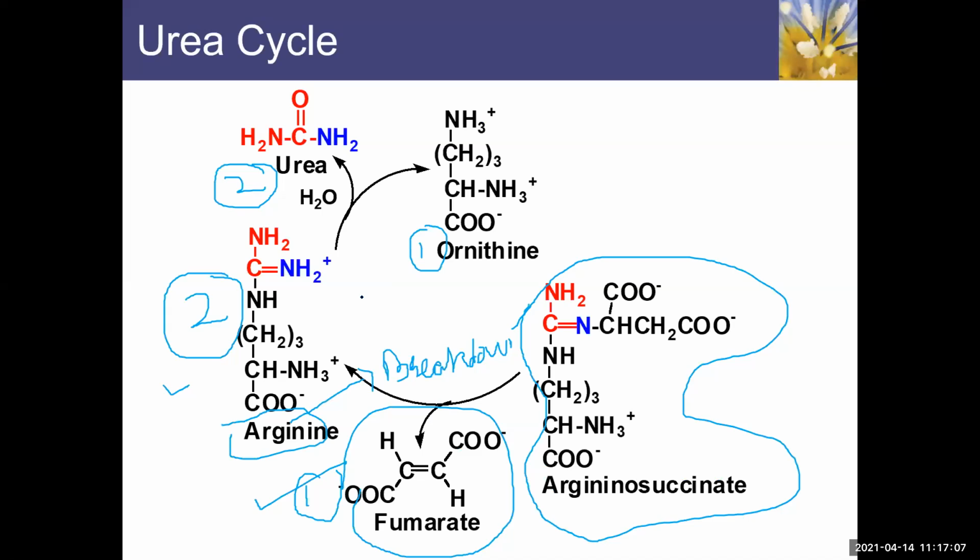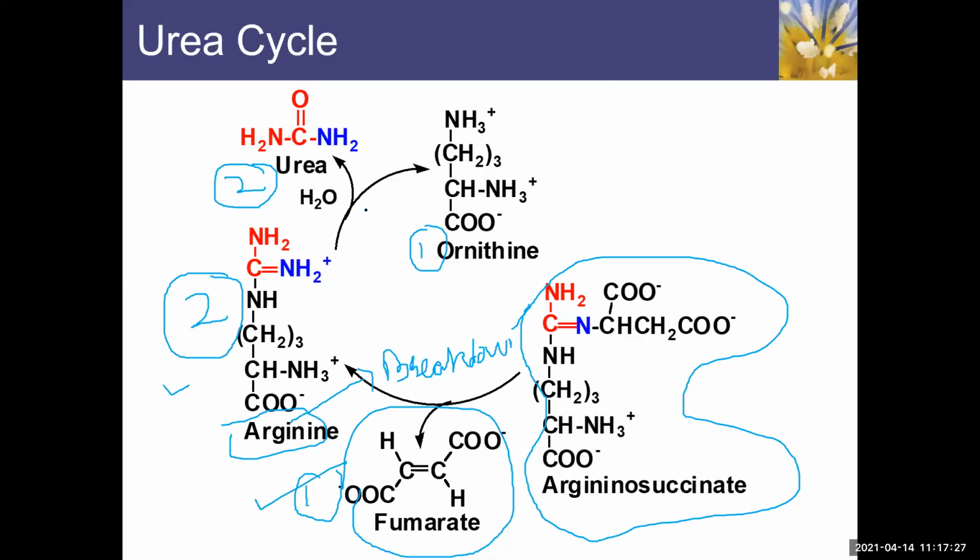So this urea will simply, as I said, the reaction takes place in the liver. So once the urea is formed, it's secreted out of the liver, it's excreted in the urine, right? And that's it. That it goes out of the body.